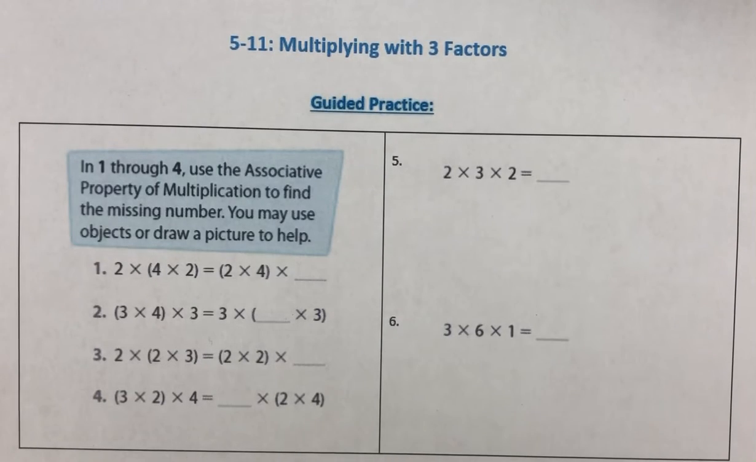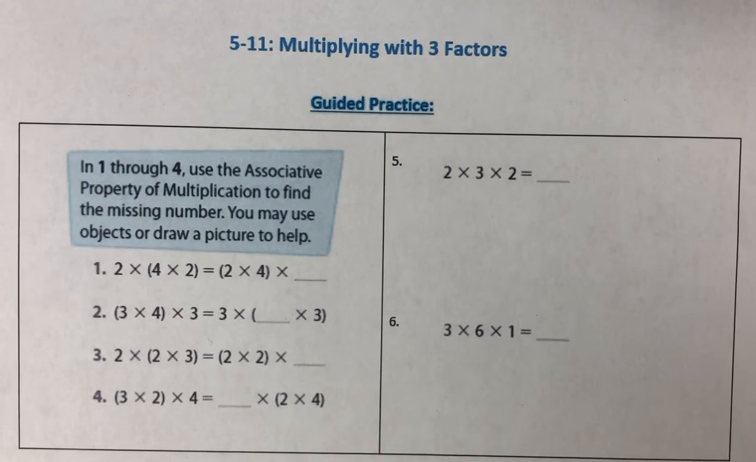Alright, boys and girls, let's take a look at this lesson titled 5-11, Multiplying with Three Factors. So when we multiply with three factors, we're basically multiplying twice. We multiply the first two together, then we get that answer, the product, and we multiply it by the third factor, so twice.